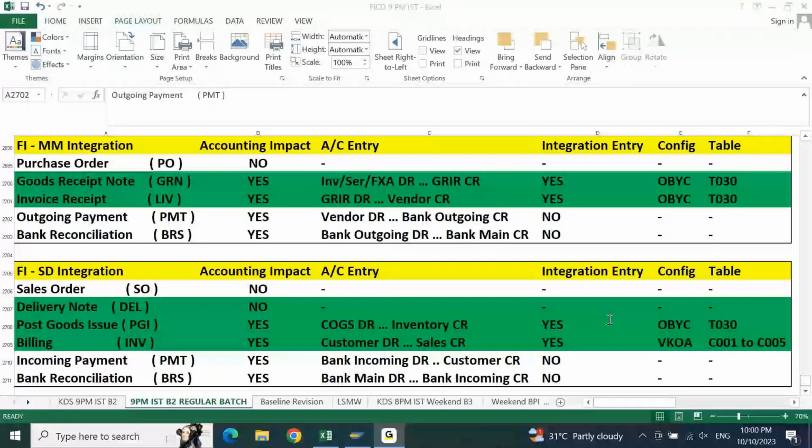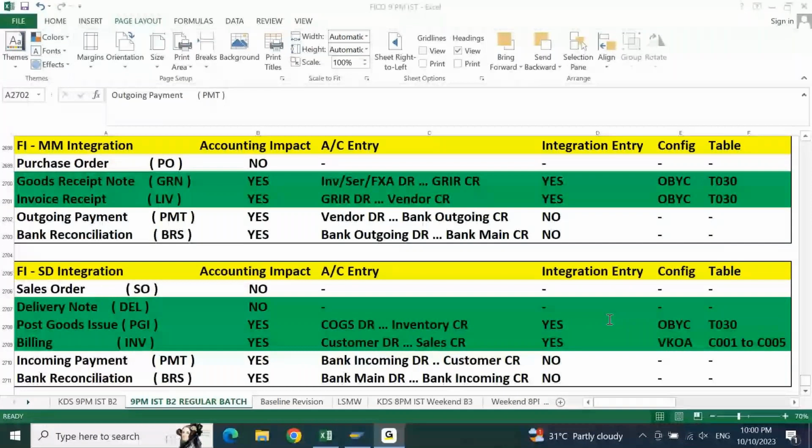Clearing means wherever you need to match off debit and credit, you need to make the account balance zero. Wherever you need to make balance zero, that is where you are going to do the clearing. Like I posted 100 debit, I need to make it zero. To make it zero, I need to put minus 100. So this plus 100 minus 100, I am doing something called clearing.